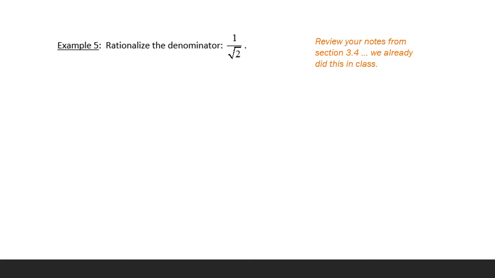To rationalize the denominator, I'm just going to multiply by 1 because multiplying by 1 doesn't change anything. So I'm going to take 1 over root 2 and multiply it by 1. And my 1, if you remember, is going to look like root 2 over root 2. So I multiply straight across the top: 1 times root 2 is just root 2. The denominator, root 2 times root 2 is root 4, so that's root 2 over, and we always take the positive square root, root 2 over 2. That's rationalized now.